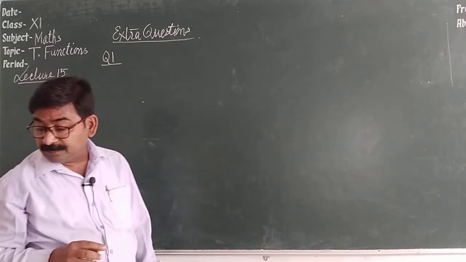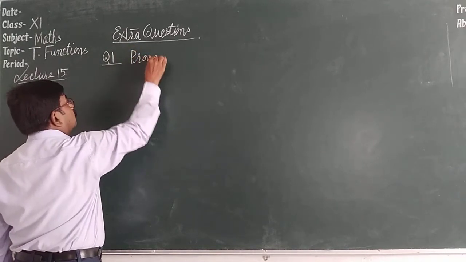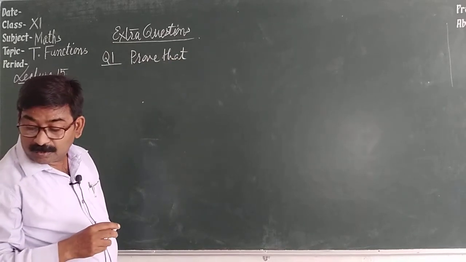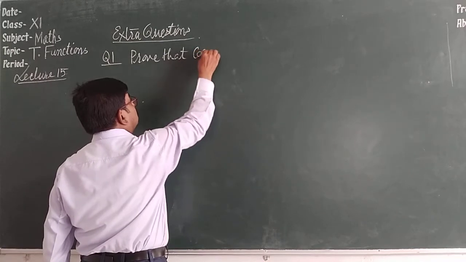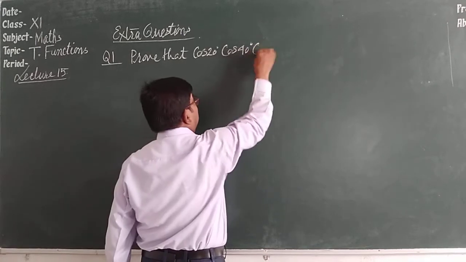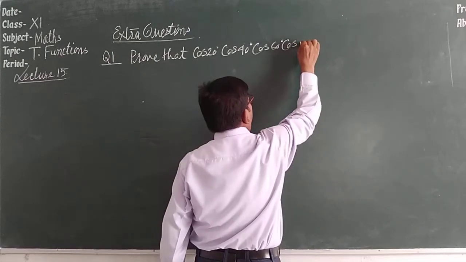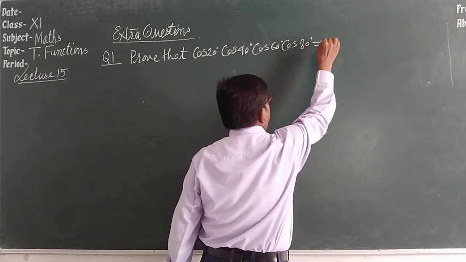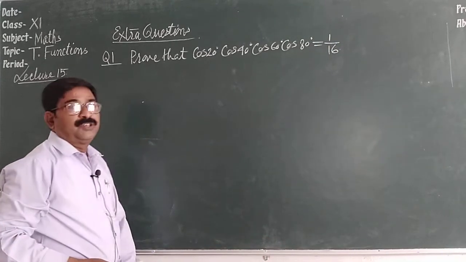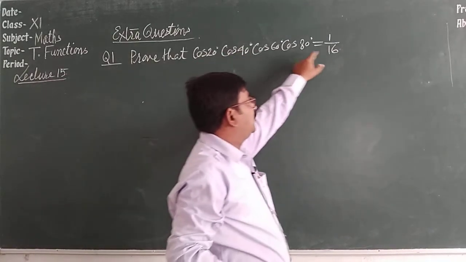Question 1 is prove that cos 20 degree cos 40 degrees cos 60 degrees cos 80 degrees is equal to 1/16. See the question. We are given different angles 20, 40, 60, 80 is equal to something.